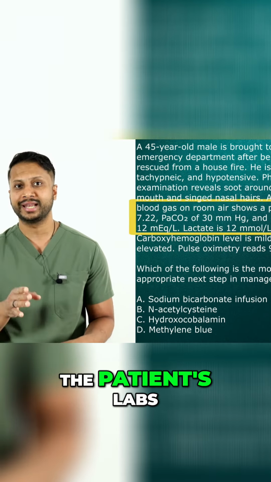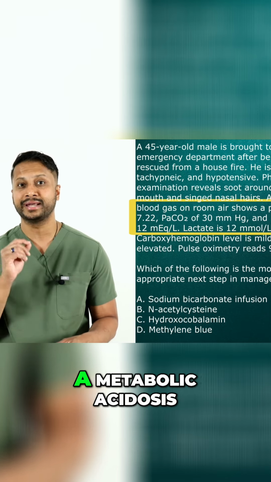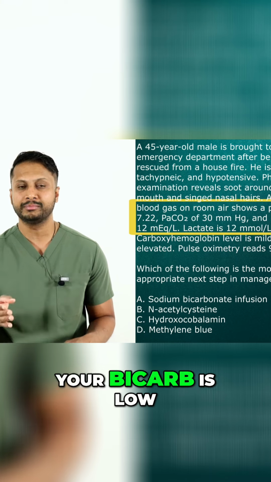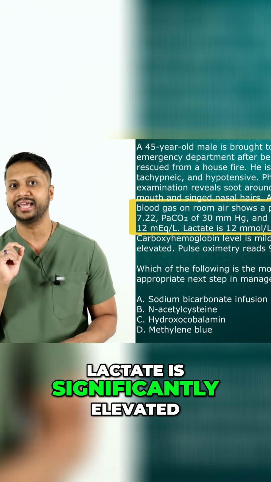Now, when you look at the patient's labs, we see that they're giving us a blood gas and they're telling us the patient has a metabolic acidosis. Your bicarb is low and your pH is at 7.2 and his lactate is significantly elevated.